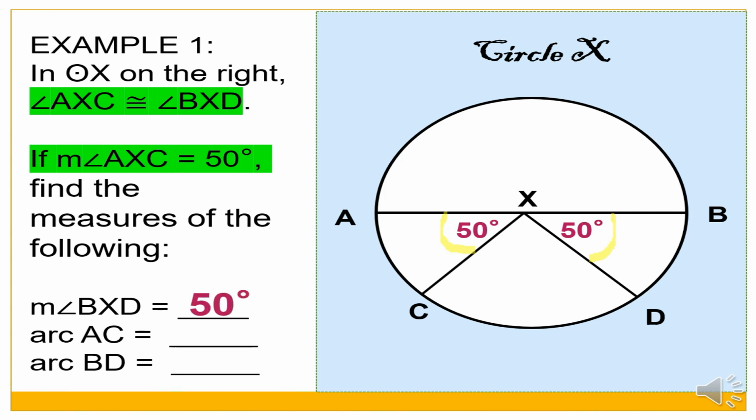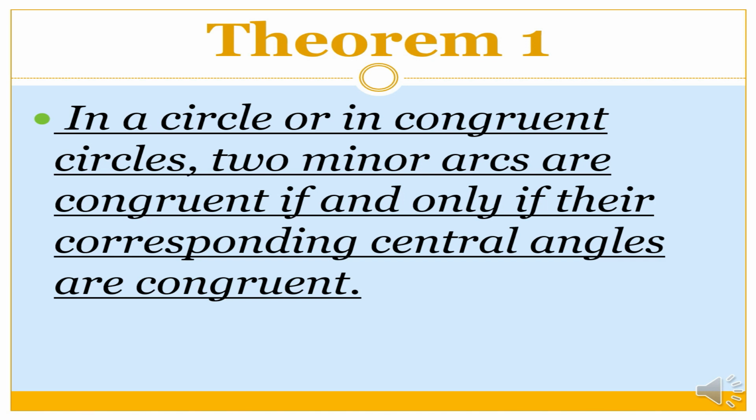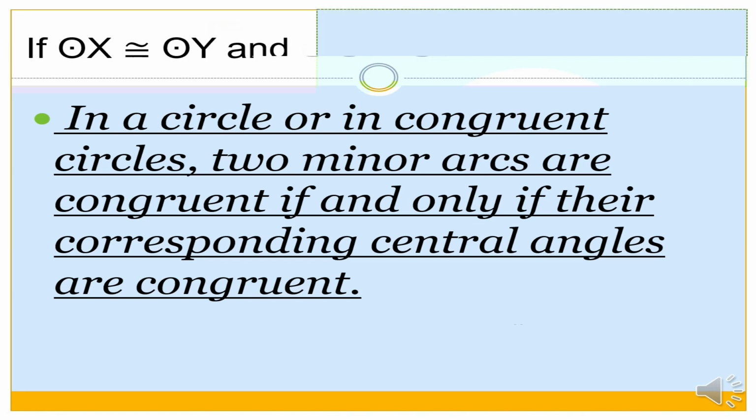Then, what will be the measure of arc AC? The measure of arc AC is also 50 degrees because arc AC is the intercepted arc of angle AXC. Then, what will be the measure of arc BD? The measure of arc BD is also 50 degrees. Because, according to theorem number 1, in a circle or in congruent circles, 2 minor arcs are congruent if and only if their corresponding central angles are also congruent.